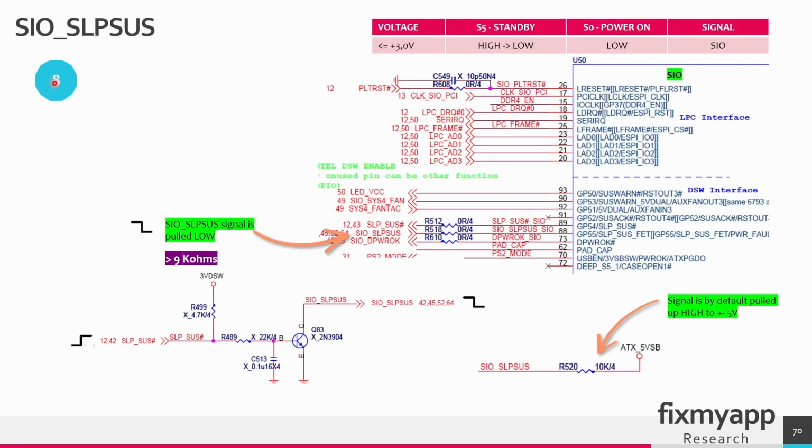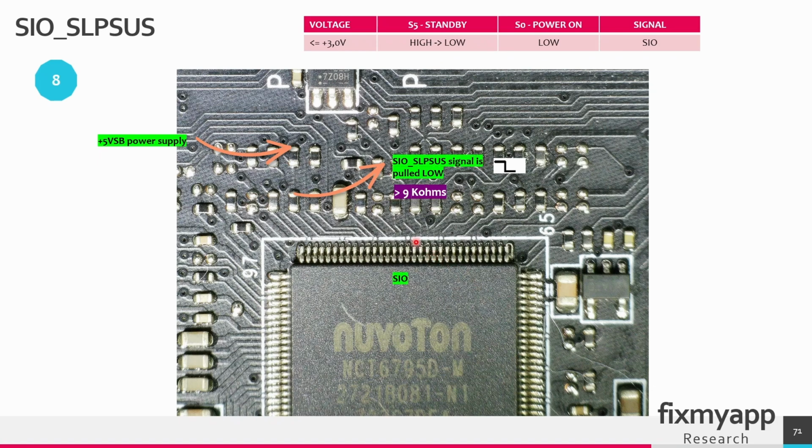In power sequence 8 is the same signal but it's inverted, so this is the PCH signal, the sleep suspend, this was high, and with this circuit it will be converted to low, and this signal will go into this super IO chip. The signal line super IO sleep suspend is derived from the 5 volt standby voltage. The signal line can be found at a resistor near the SIO chip. The resistance of this signal line is higher than 9 kilo ohms.